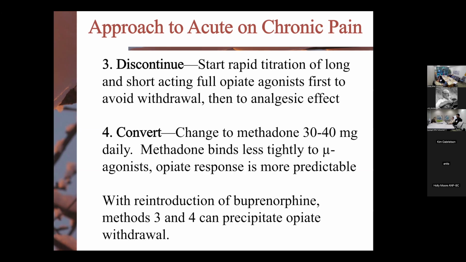But for whatever reason, if you don't have the medication available, you can discontinue it, but start a rapid titration of long and short-acting full opiate agonists. So you can transition them over relatively quickly to like an MS Contin with short-acting MSIR or something similar if needed. Others recommend converting, change that buprenorphine into methadone about 30 to 40 milligrams daily. Methadone binds less tightly, so you get more of a predictable response from your mu agonists. So all of these are viable options and may fit in the right circumstance, but typically I'd start with number 1.